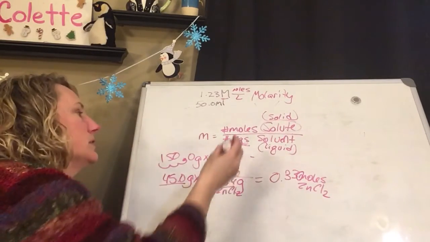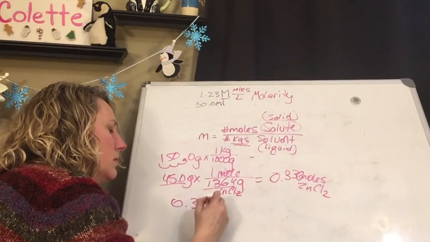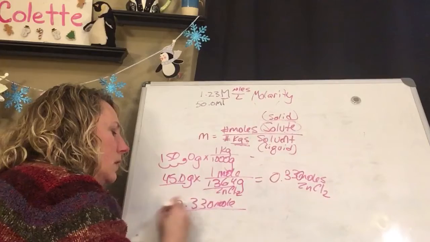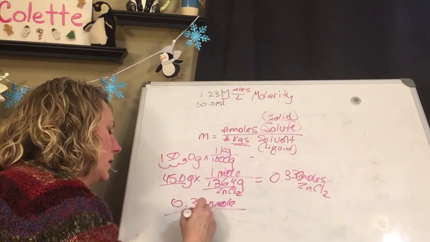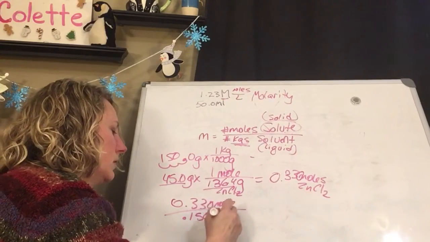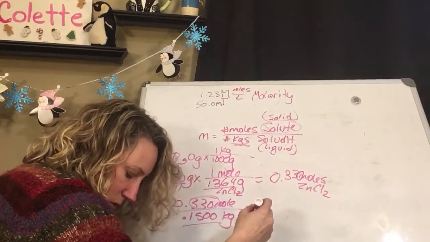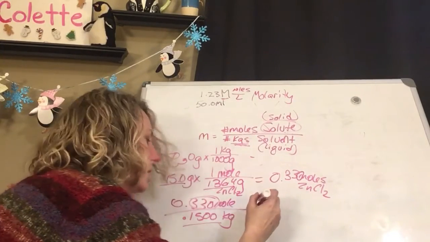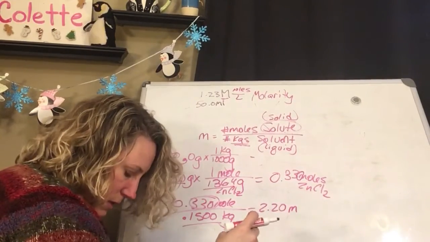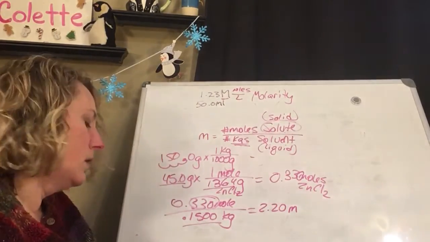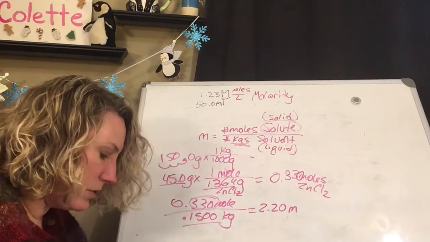All right, so then I just take my moles of solute, which is 0.330 moles, and divide it by kilograms of solvent. So it's 0.1500 kilograms. 3 significant digits here, 4 here. So my answer is going to have 3 significant digits: 2.20 molal. So that's going to tell me the molality of the solution.